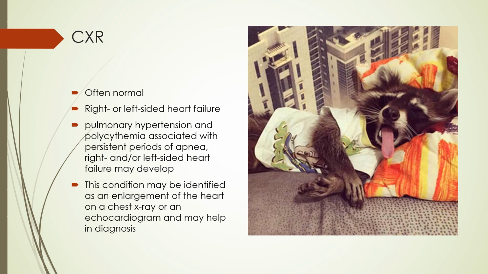If it's chronic and it's been going on for a long time, you might see more right-sided heart failure. Remember, it puts a lot of stress on the heart. So pulmonary hypertension can easily go along with this, especially if it's a chronic issue. Usually you can see enlargement. It might help to rule out a sleep disorder when they do see cor pulmonale.